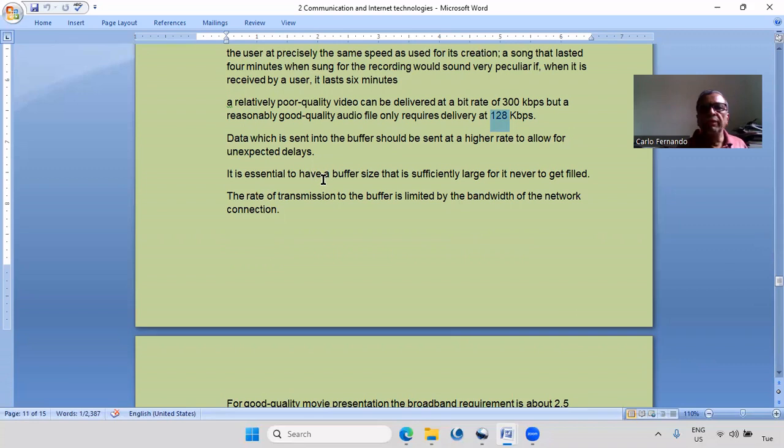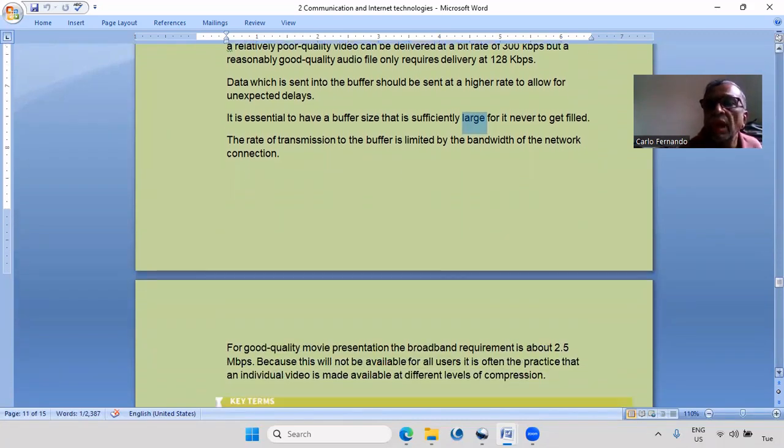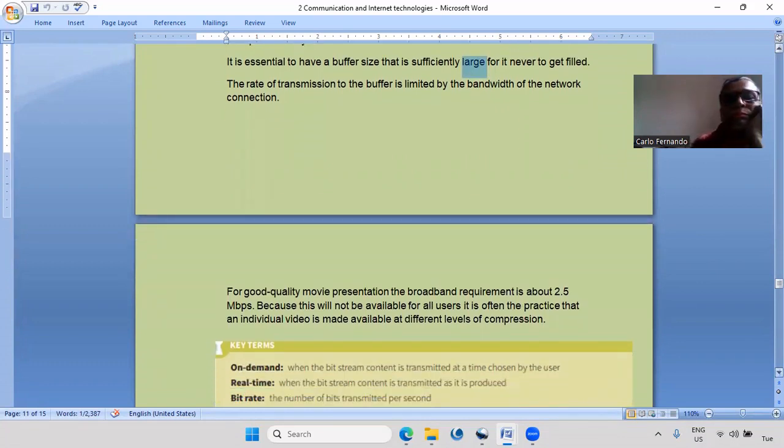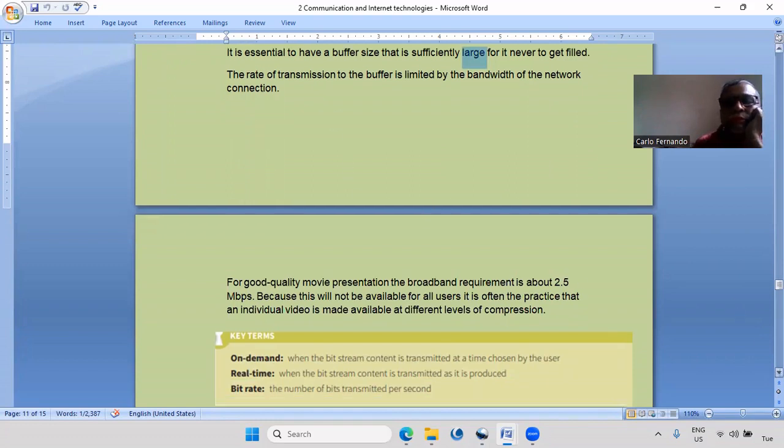It is essential to have a buffer size that is sufficiently large for it never to get filled. That is also important. The size should be large, otherwise if it gets filled, then also there is a problem. The rate of transmission to the buffer is limited by the bandwidth of the network connection. So if the bandwidth is high, the transmission will give more data, the rate will be higher. Otherwise, the rate will be lower.